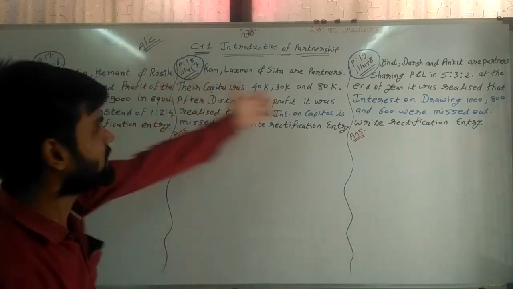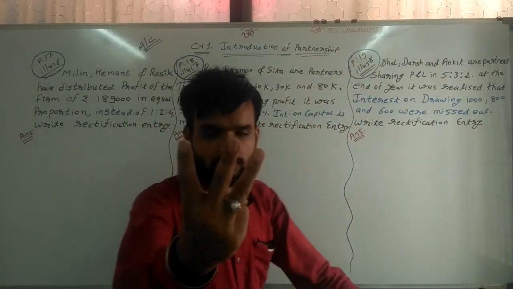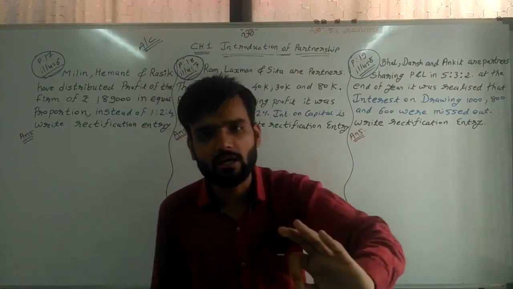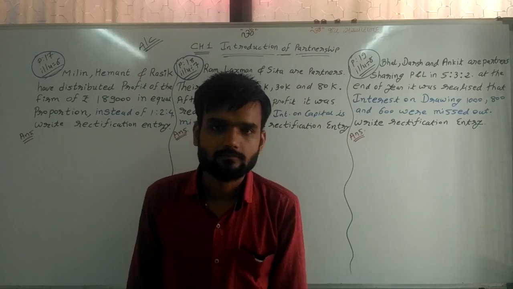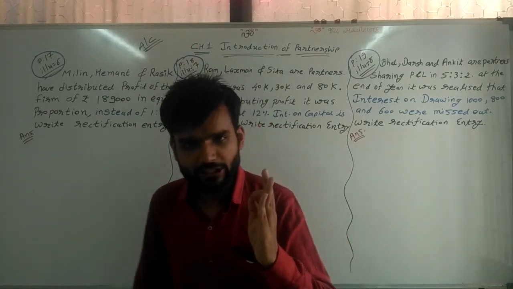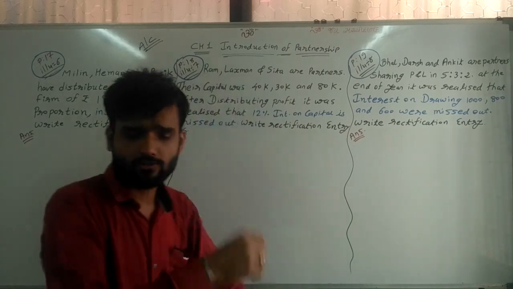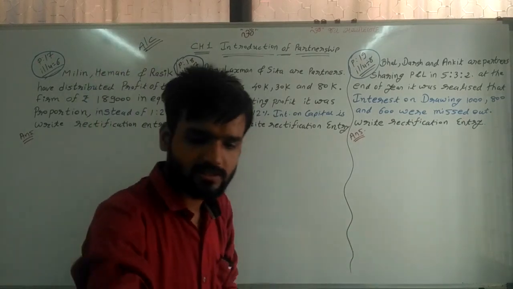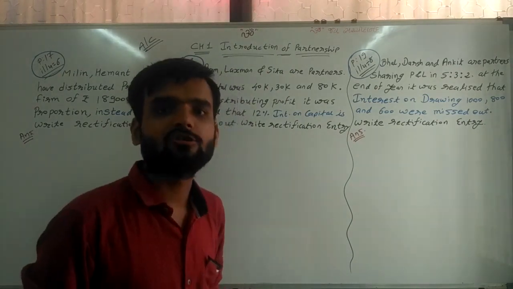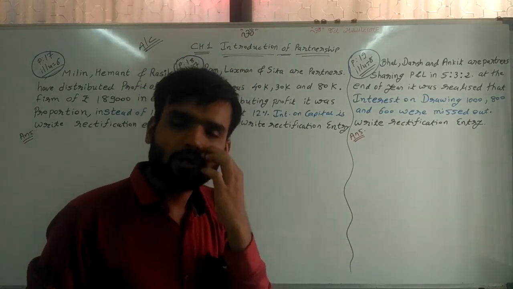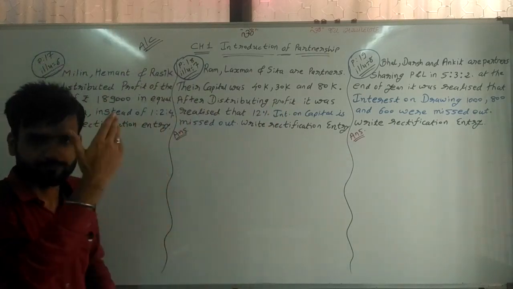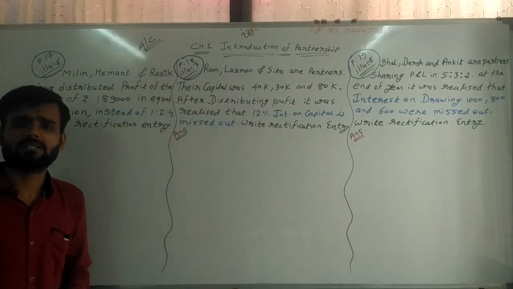I have taken three sums here, and all of them are rectification entry sums, so we are clearing them one by one. Try to understand, because on this basis I will make one rule, and that rule is applicable in all types of sums of rectification entries. Now starting with sum number 1.